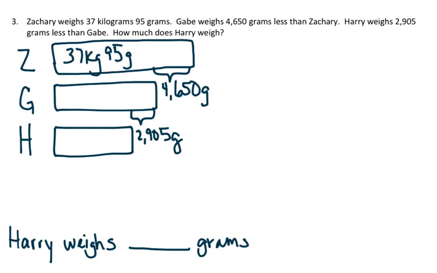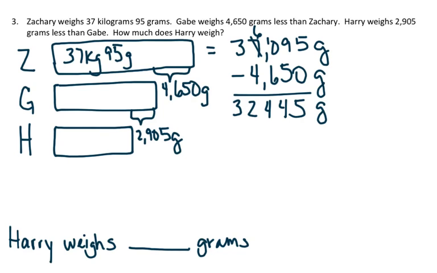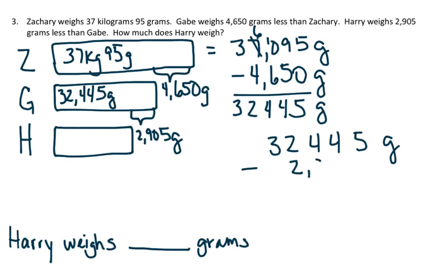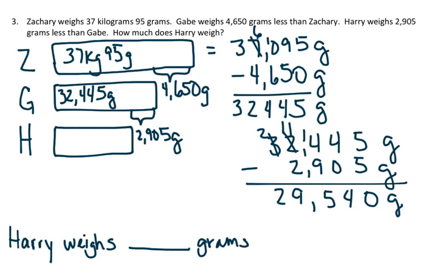So let's take a look at Zachary. He has 37 kilograms, 95 grams. So let's just go ahead and convert that to grams. So he has 37,095 grams. And we're going to take that and subtract 4,650 to get Gabe's. So Gabe is 32,445 grams. And then we're going to subtract the 2,905. Okay? And that gets us a difference of 29,540 grams, and that was how much Harry weighs.